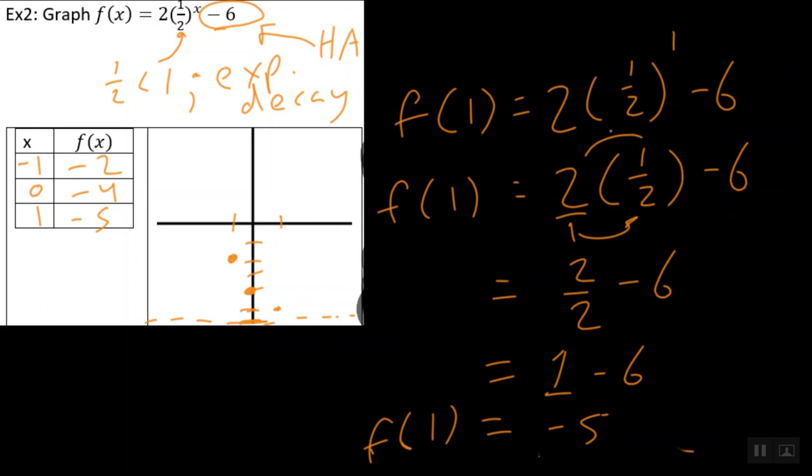And so essentially, since we have exponential decay, from the left to the right, we decrease very quickly. We go through our 3 points. And then right as we start to hit this dashed line, we flatten out and we never touch that dashed line. We just get closer and closer to that horizontal asymptote. And one more time, you always get your horizontal asymptote from that constant right there. Since it was -6, we have a horizontal asymptote where y is equal to -6.